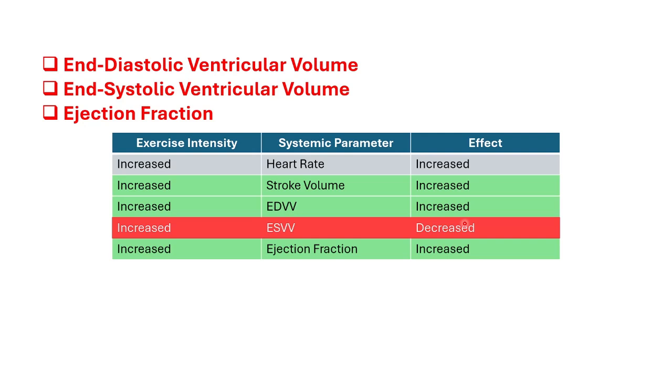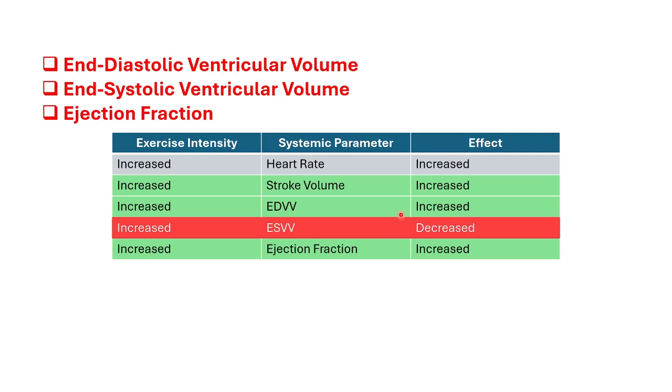Usually, ESVV decreases because, as I've mentioned, it refers to the amount of blood that stays within the heart after systole, after a contraction. So what happens after a contraction again? You pump blood out of the heart. So if you have a lower amount of ESVV, that means you've pumped a higher amount of blood out of the heart and into the body. Right? That makes sense? So that's why it decreases with the increased intensity of exercise. And lastly, ejection fraction increases because again, it's related to EDVV. Alright?